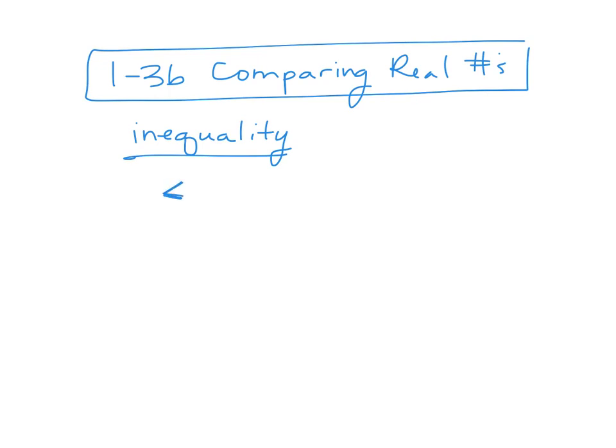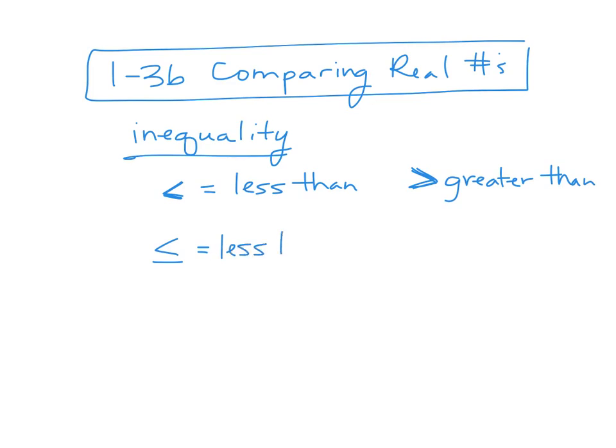Do you know how you say this symbol? Less than, right? This is less than. Okay, what's this one? Greater than. Okay, this one? Less than or equal to. That's an A. Less than or equal to. And then this one is greater than or equal to.